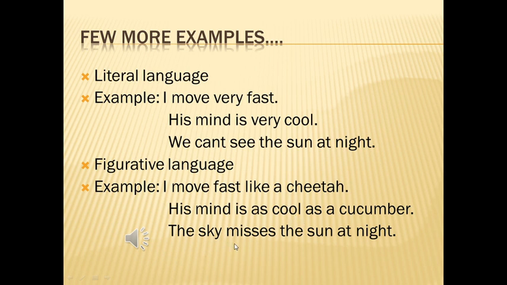Similarly, the third example, the sky misses the sun at night. Missing is a feeling of humans. Non-living things do not show such feelings. Then too, the sky is said to be missing the sun. In reality, the sky does not miss the sun. Missing is a human feeling, which means that we can't see the sun at night.